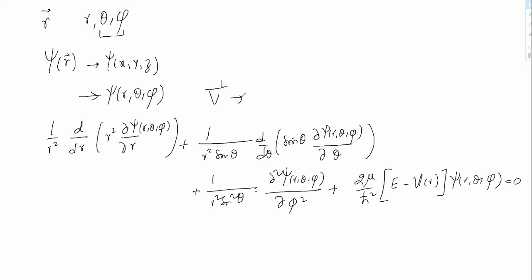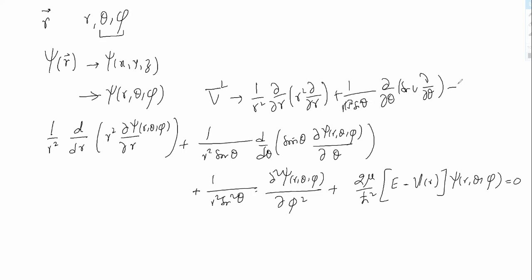I have just written del square as 1 by r square d by dr of r square d by dr, plus 1 by r square sine theta d by d theta of sine theta d by d theta, plus 1 over r square sine square theta d square by d phi square. This is what has been taught to you in the B.Sc. mathematics class as well as in quantum mechanics. Therefore, this is the expression which we obtain in spherical polar coordinates.